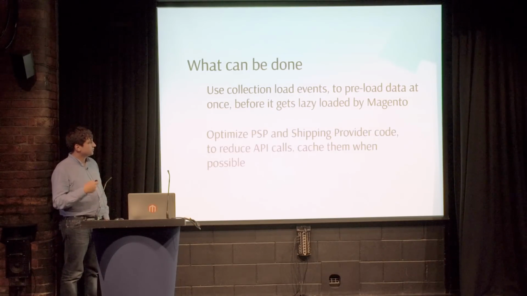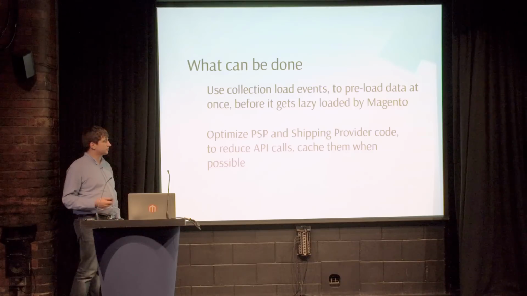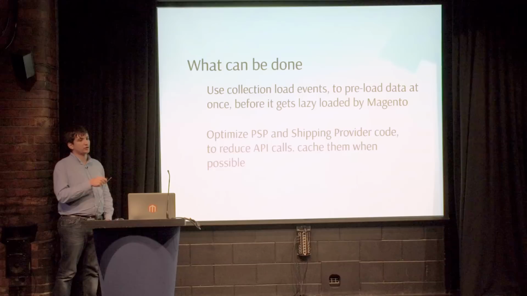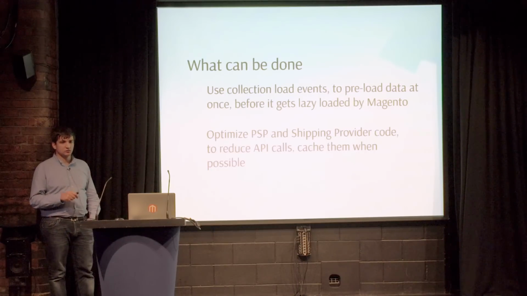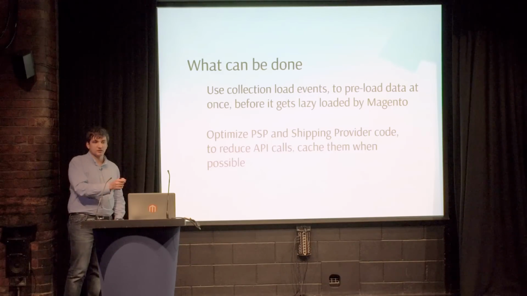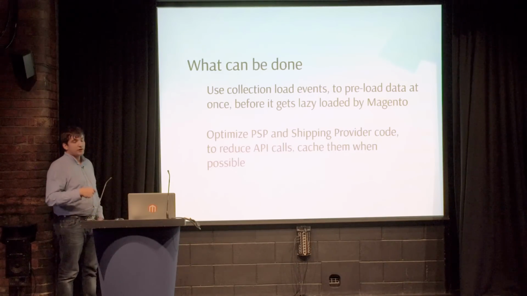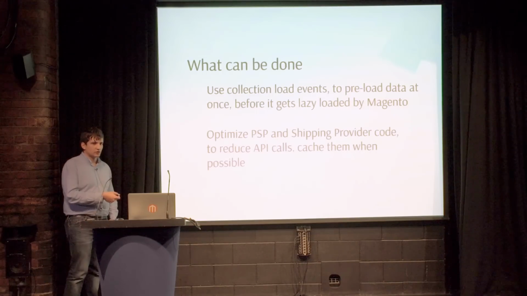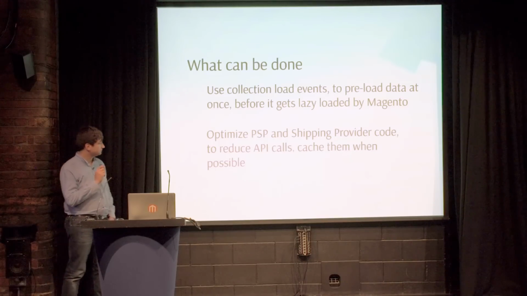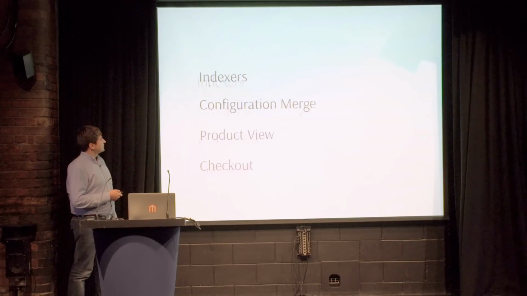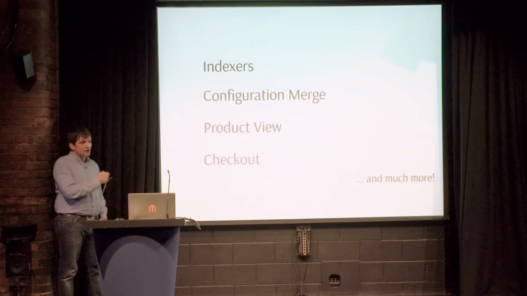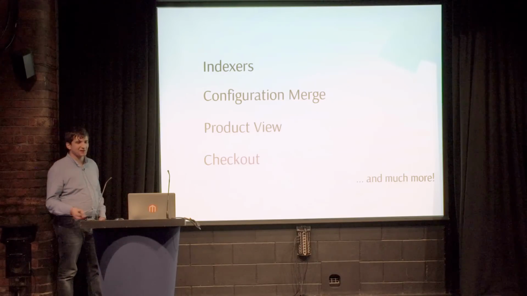For PSP and shipping provider code, you actually need to take that extension and make sure that API calls are cached that are not depending on the customer data. So some things that do not depend on the customer data, like for instance, this payment method is enabled for this country, or this shipping method delivers to this city, should be cached. It doesn't depend on the customer data, it depends on the location or your configuration in the admin panel. So that's all, but there's much more issues in Magento core, but I cannot cover them in this time frame for this presentation, unfortunately.